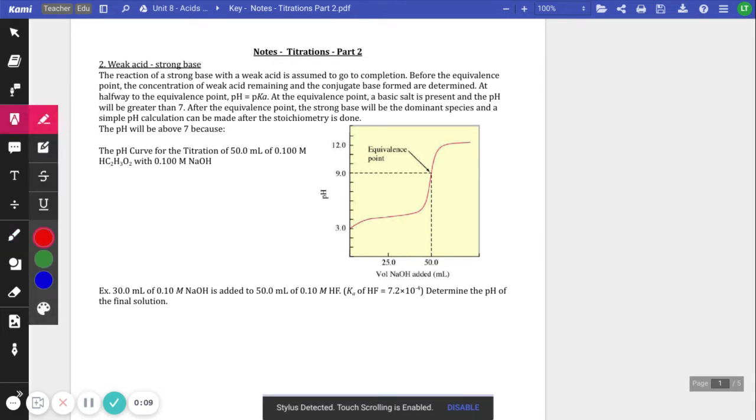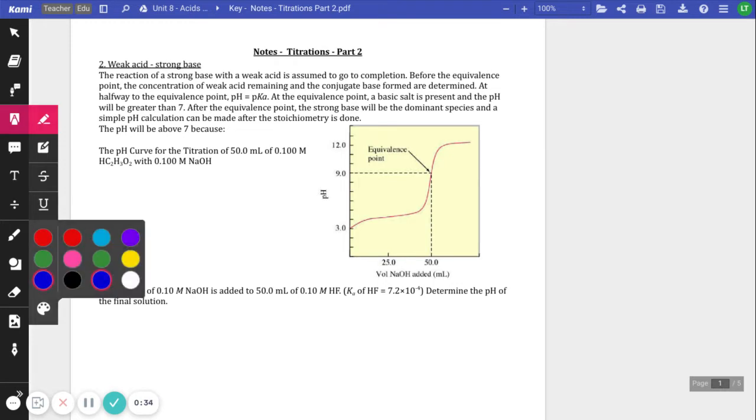Today we're going to talk about, last class we just talked about strong acid, strong base, nice simple titrations. Today we're going to jump into weak acid, strong base, and weak base, strong acid. These are going to be a little more complicated since now we're bringing in some salts, conjugate acids, conjugate bases, all of that fun stuff that goes on. So let's dive in and start talking about it.